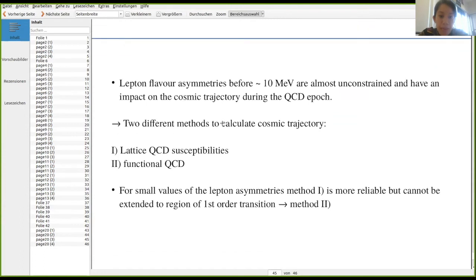I would say that for small values of the lepton asymmetry, method 1 is probably more reliable. So if you're, for example, interested in the equation of state including lepton asymmetries during that epoch, and you don't care whether there is a first order transition or not, if you're happy to restrict to relatively small lepton asymmetries, then method 1 is probably the method of choice. However, method 1 simply doesn't allow us to answer the question whether there can be a first order transition. And this is why I think method 2 is actually the only possibility that we have in order to study this effect.